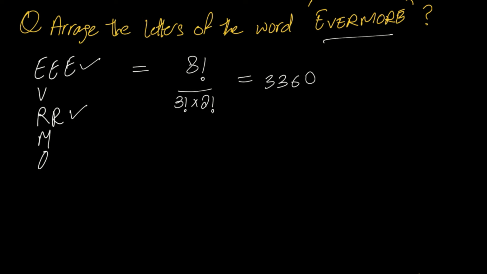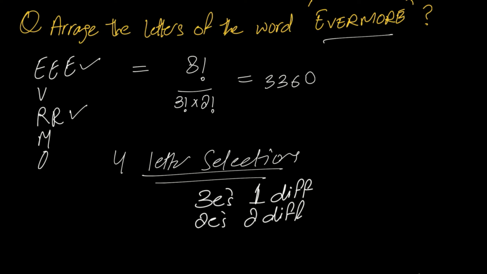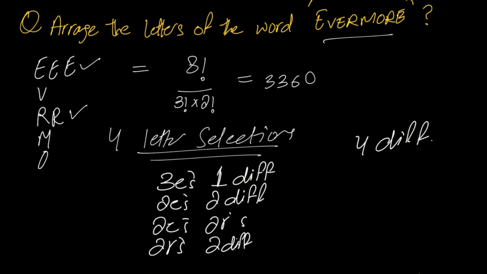So for us to do the 4 letter selections, we have to divide it up. For example, we can have 3 E's and 1 different, 2 E's and 2 different, 2 E's and 2 R's, 2 R's and 2 different, and then 4 different. Alright, these are all the possible cases.